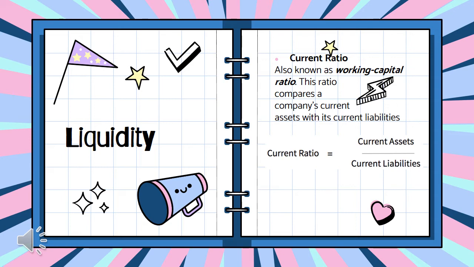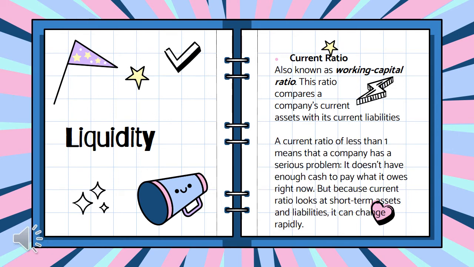This ratio compares a company's current assets, meaning assets it could readily liquidate, such as inventory, with its current liabilities, meaning its short-term obligations, such as accounts payable and a portion of its debt payments that are due within a year. A current ratio of less than 1 means that a company has a serious problem, such as it does not have enough cash to pay what it owes right now.